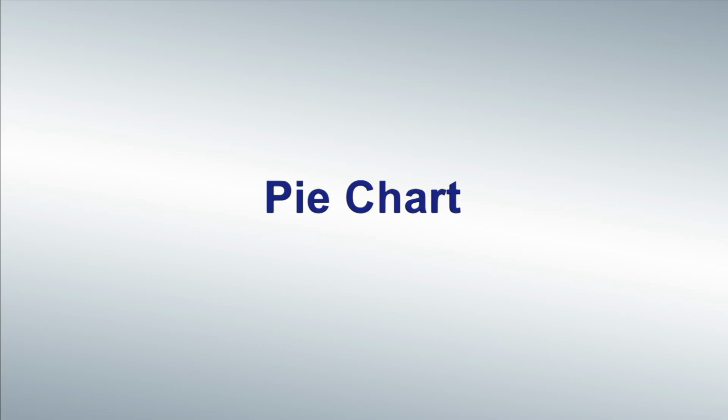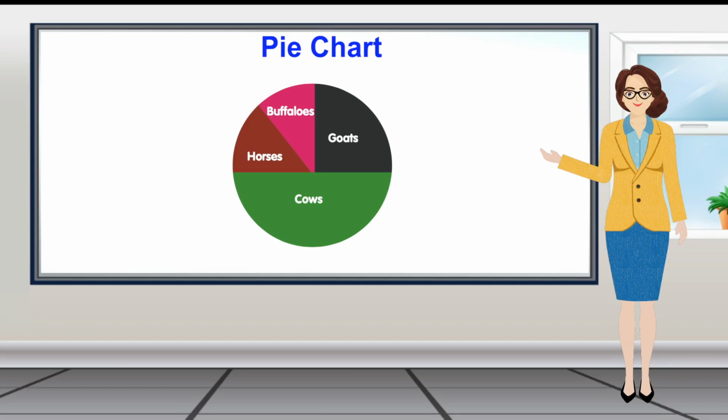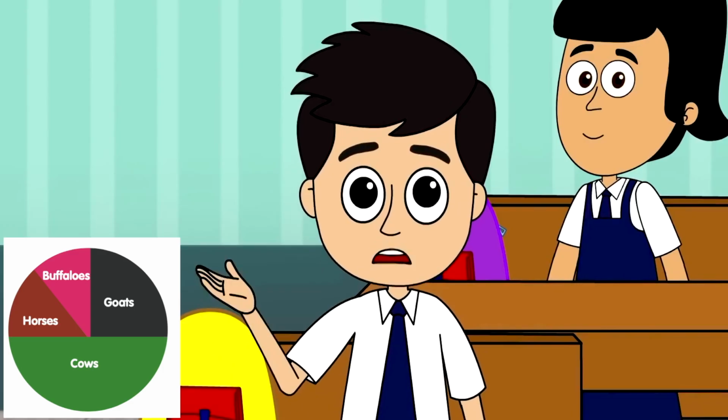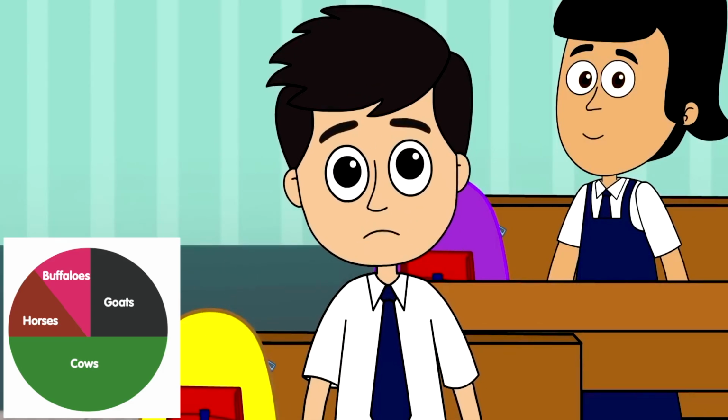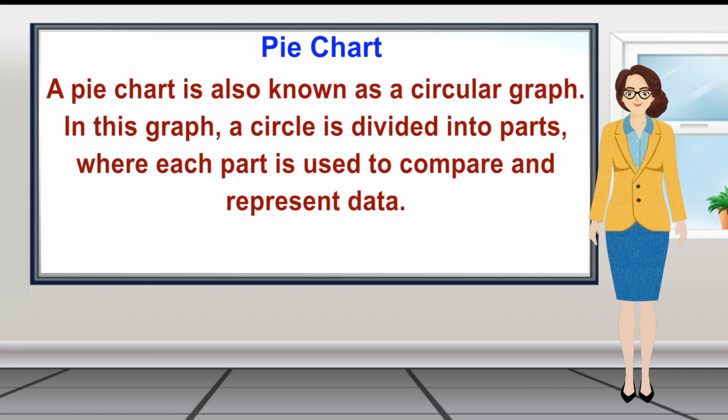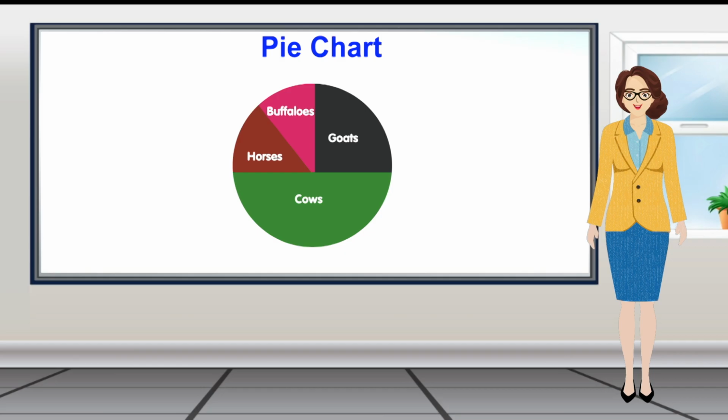Pie chart. Students, look at the given pie chart that represents the average number of animals in the village of Kabir. How can we know the number of animals from this pie chart? A pie chart is also known as a circular graph. In this graph, a circle is divided into parts, where each part is used to compare and represent data. Let's learn how to find the number of animals from this pie chart.